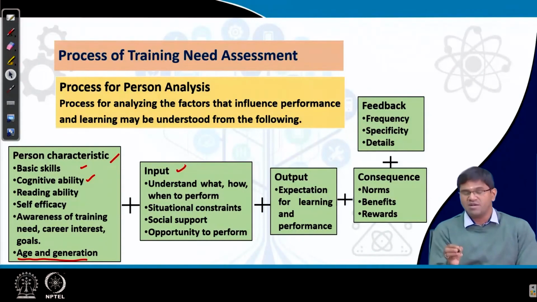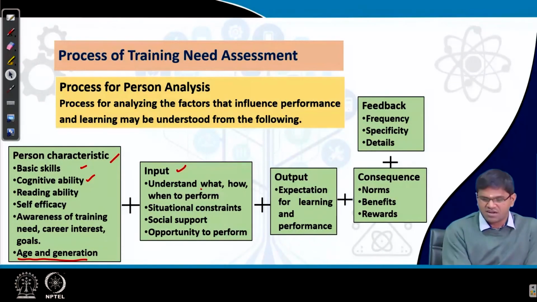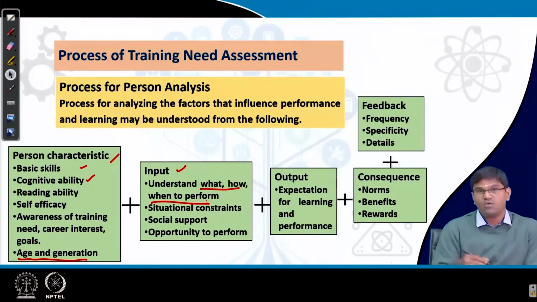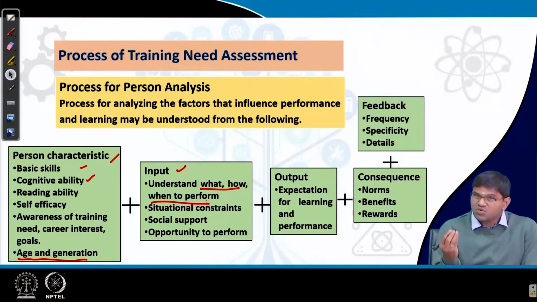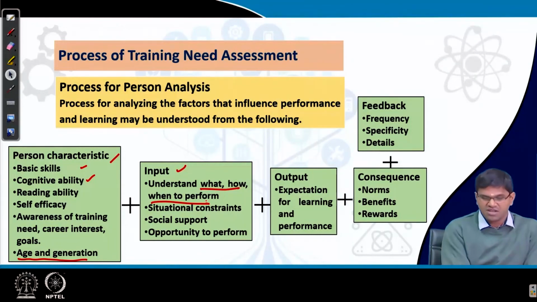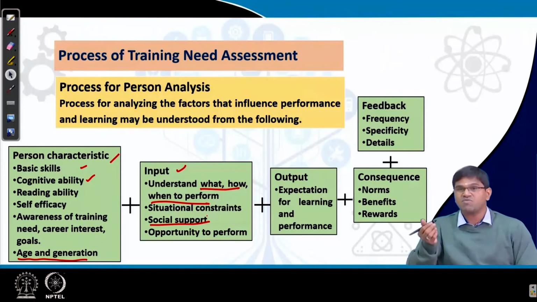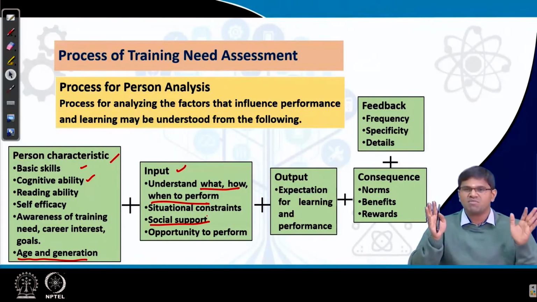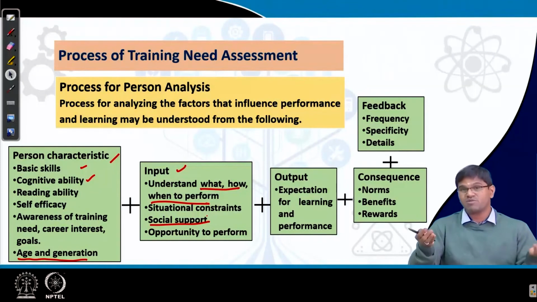And if you come to input, we already discussed understanding what, when, and how to perform, and any situational constraints based on the organizational setup, or maybe the incentive system, or the demand, productivity, or efficiency need. And of course the social support, where we are referring to peer, co-worker, or manager support, and whether there is an opportunity to perform in an organization, or maybe the environment is not so conducive that you are not able to perform.